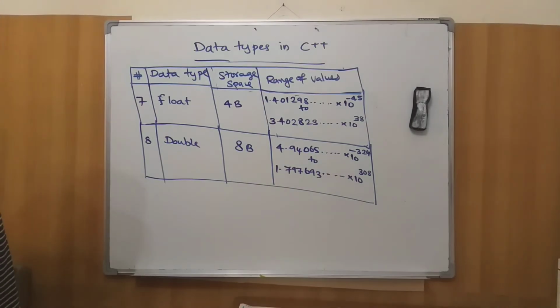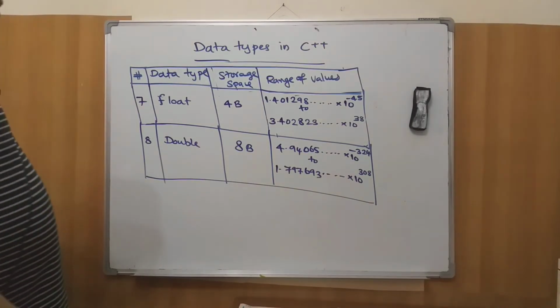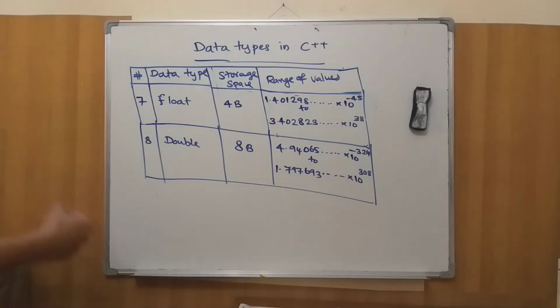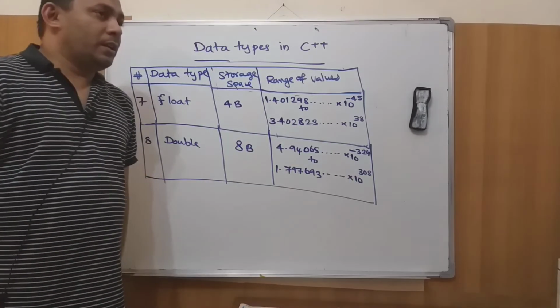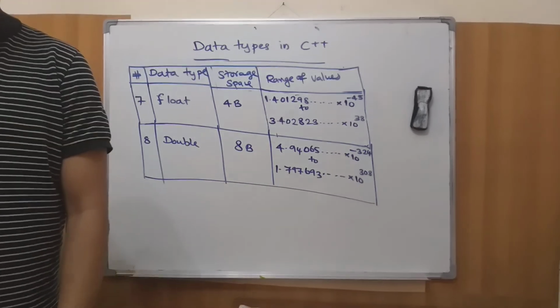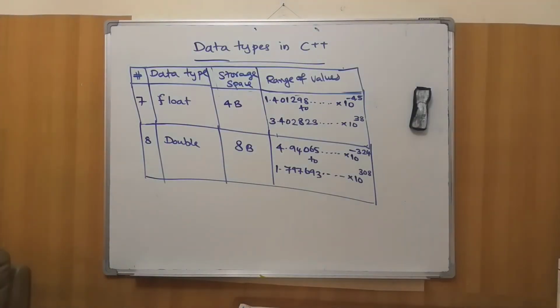This means a number with 45 zeros after the decimal point, so this is going to be a very small number. Similarly, on the positive side you have a number with 38 zeros, so that a very large number can be represented using the float series.